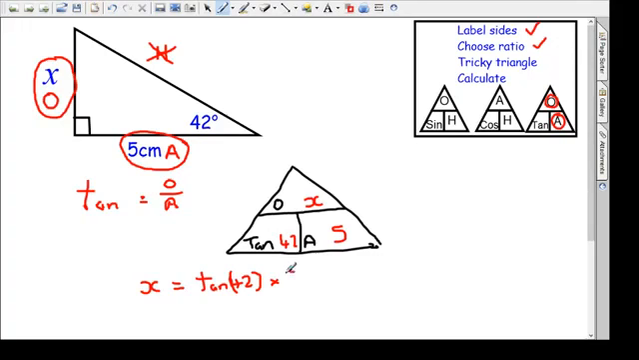Now, just a little tip here. When you are typing this into a calculator, remember to put the bracket after the number.